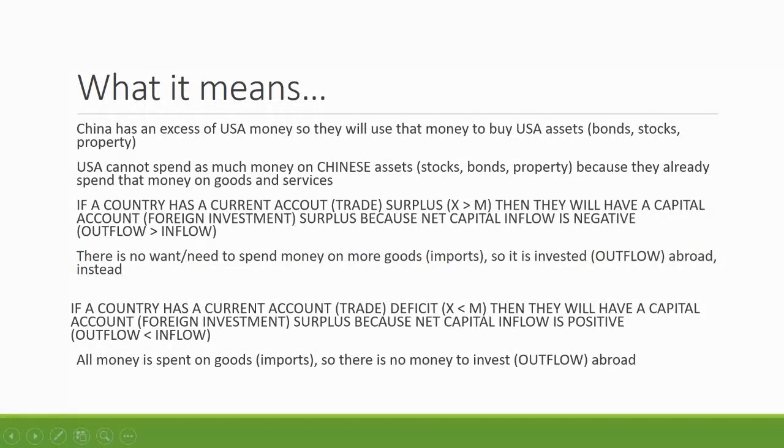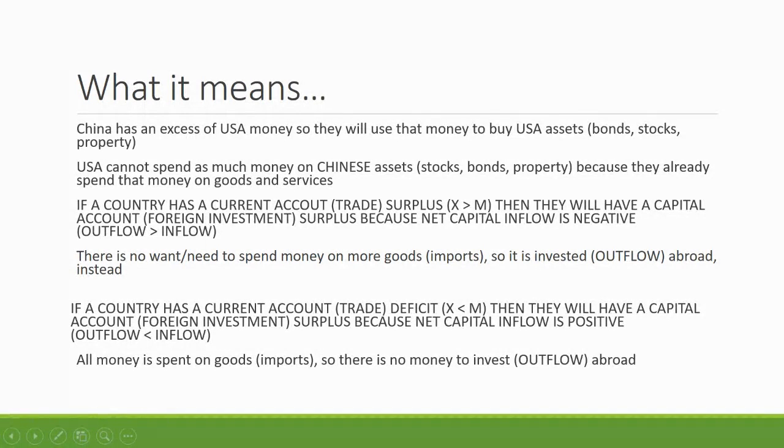Because they're selling us all this stuff. We like to buy cheap stuff from China. Well, we can't spend nearly as much money on Chinese assets. We can't buy that. We're spending all of our money on goods and services, right? And so we can't spend that money on Chinese assets, which, to be honest, I don't know if we would want to anyway, right? We want to be able to invest in our own economy more so than invest in a Chinese economy that hasn't always been super strong.